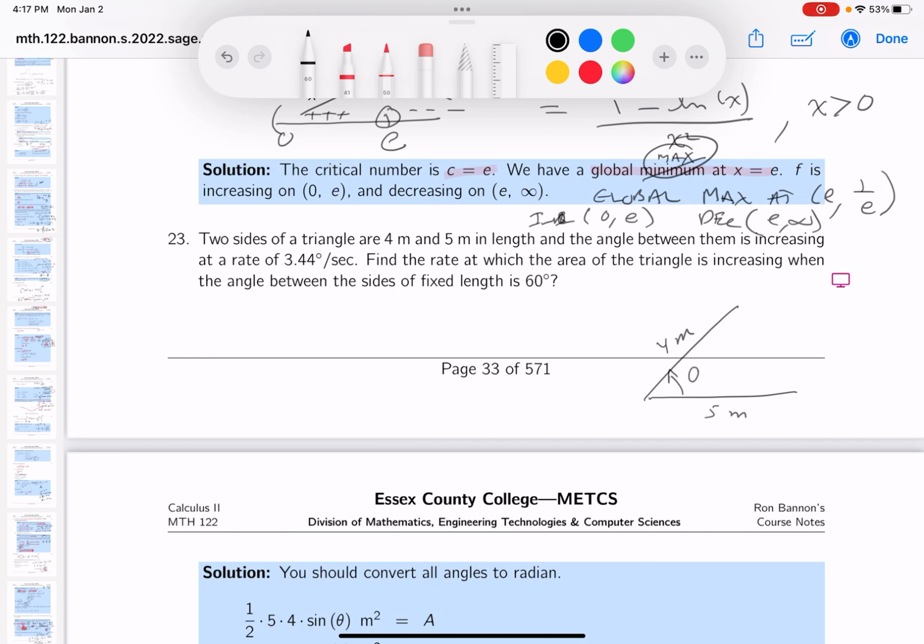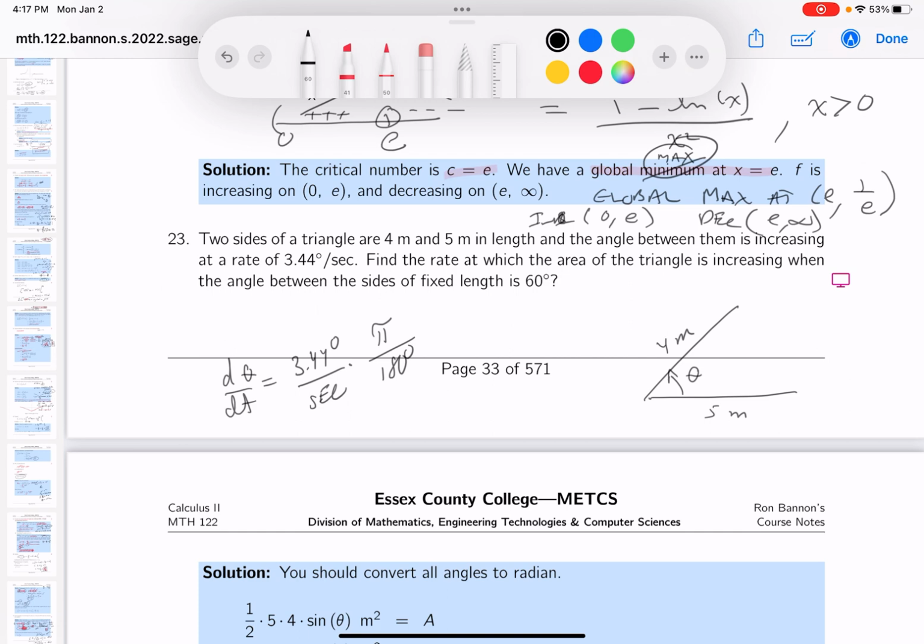So this is theta, and it's increasing at a rate. Let me write that down for you. The d theta dt is increasing at a rate of 3.44 degrees per second. Now this should be converted to radian measure, and I'll do that right now. That would be pi over 180 degrees, and that's the rate of it. The degrees would cancel off. Don't worry about the number, by the way.